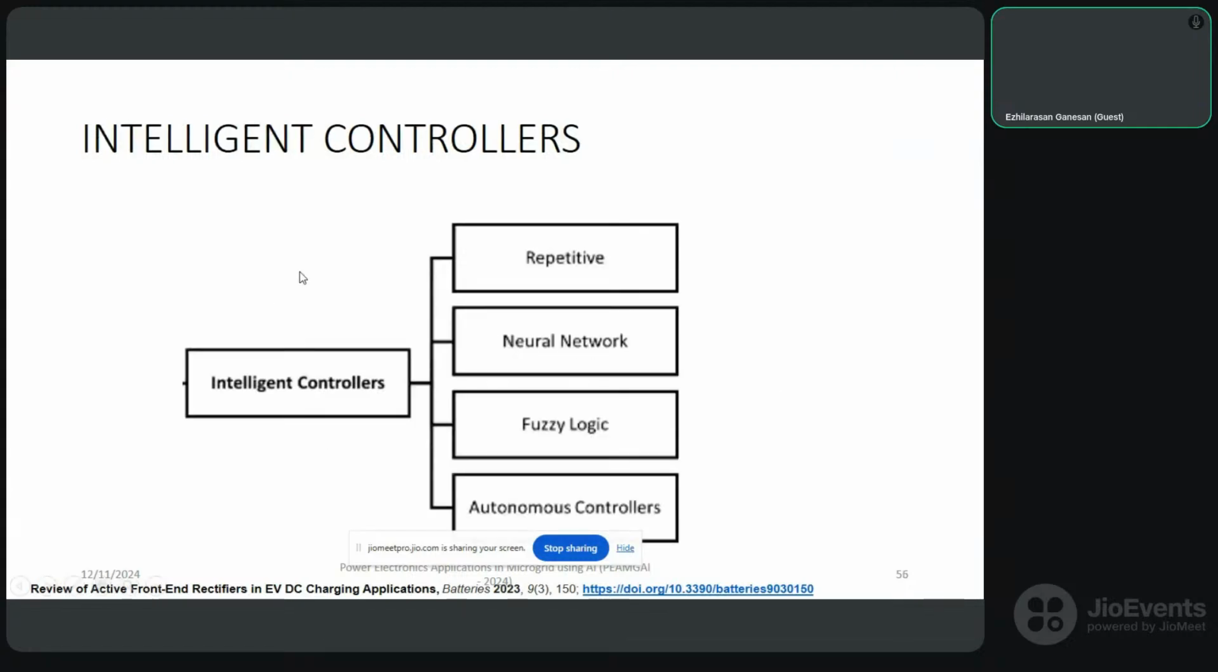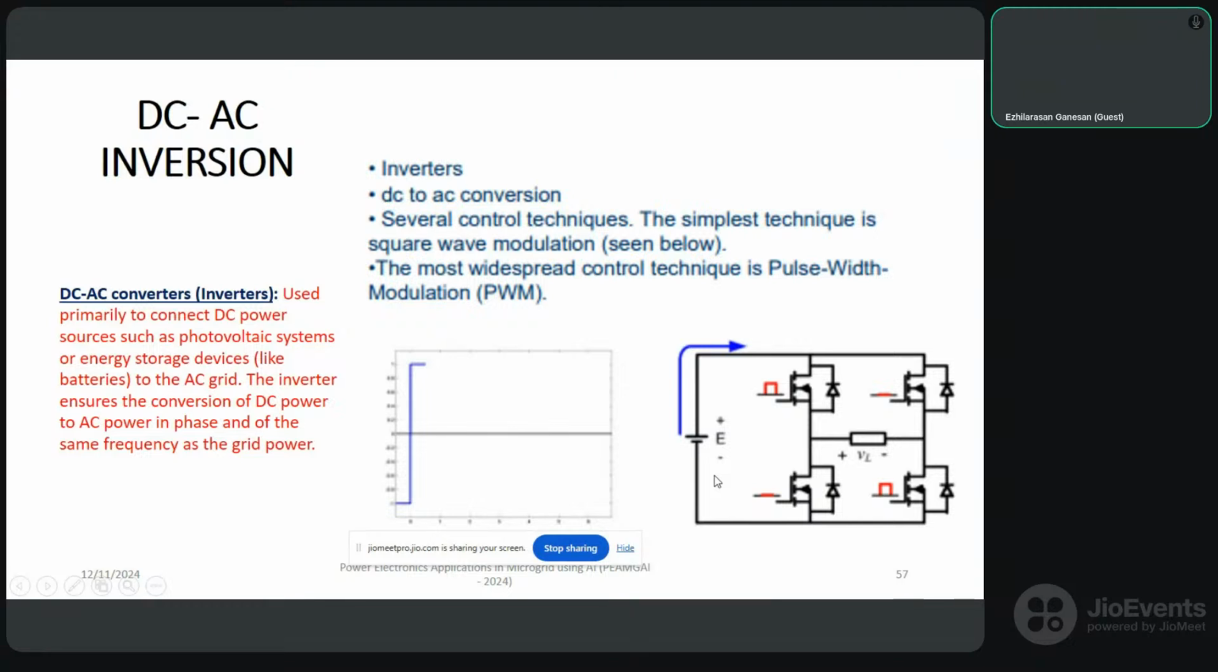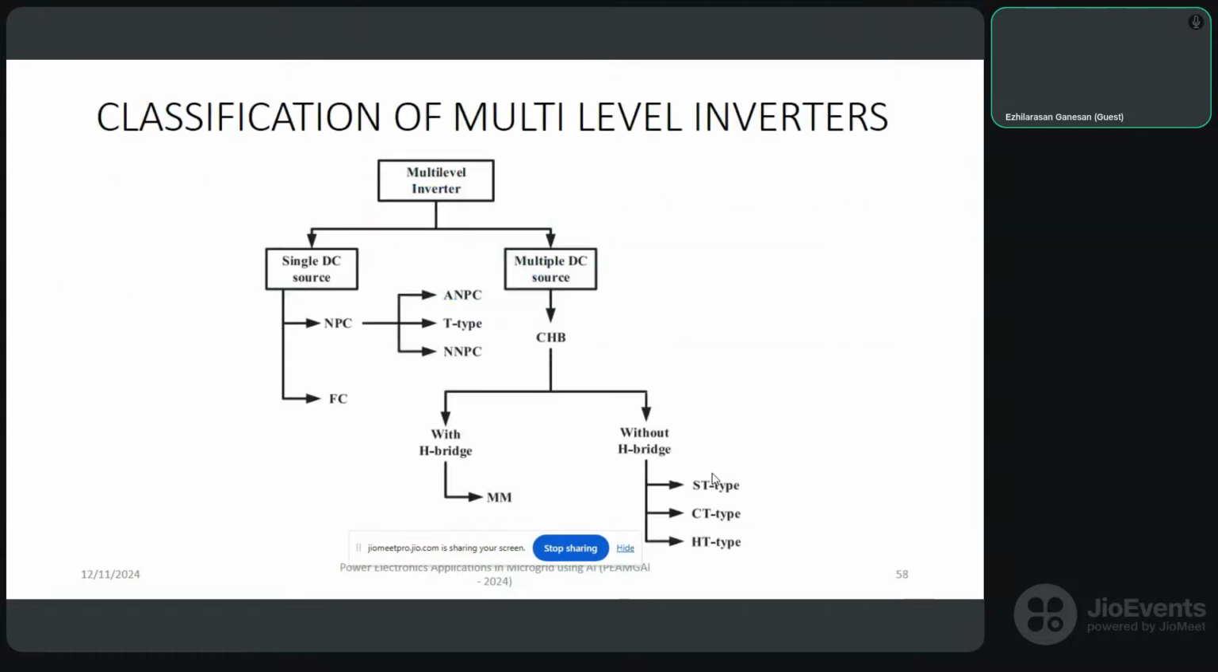Then we have intelligent controllers. Intelligent controllers: recurrent neural network, fuzzy logic, and autonomous controllers. When we go to DC-AC inversion, there's another 3 minutes. So you know how the inverter works.